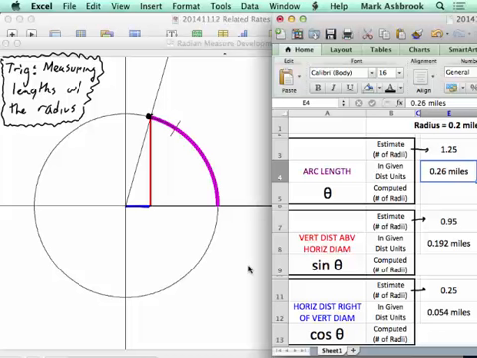Aren't those answers in there the exact ones, actually? What's that? Are those answers in given units the exact ones? These? Yeah, these are exact, and the radius is exactly 0.2 miles. Yeah, that's what I got. So what'd you get? I got the same answers.